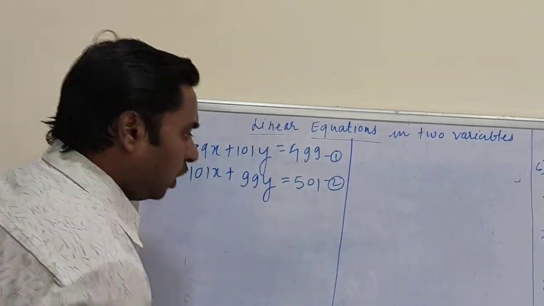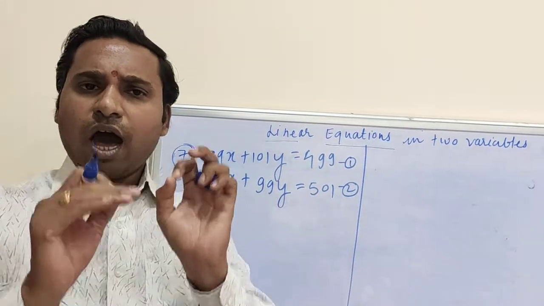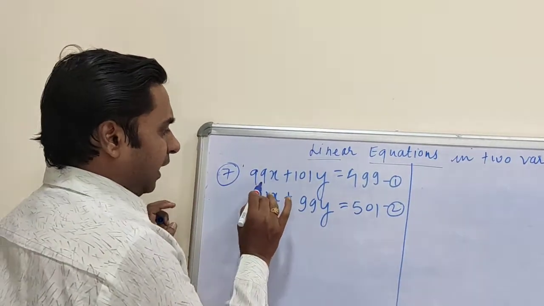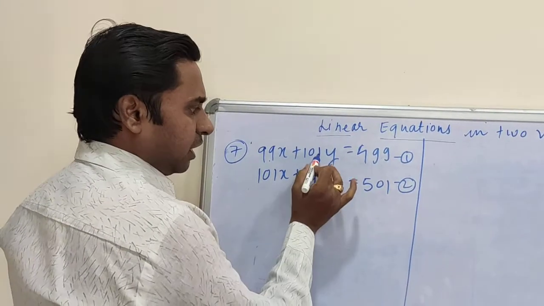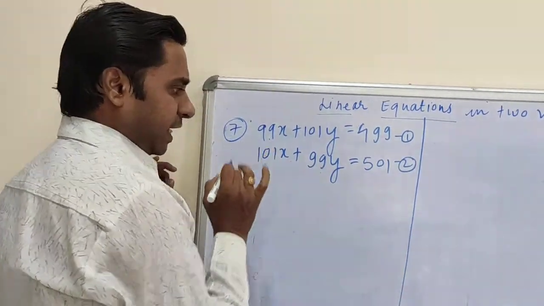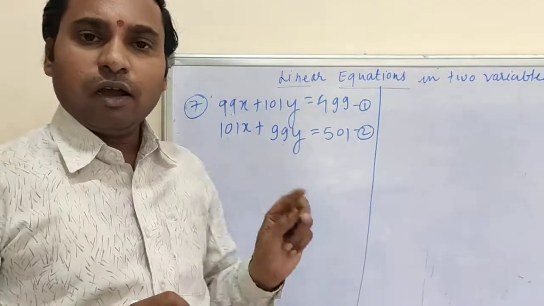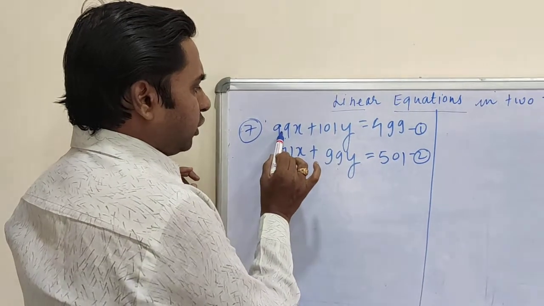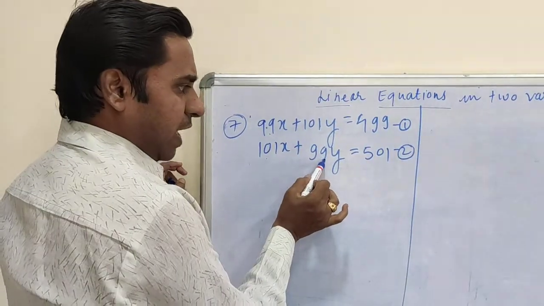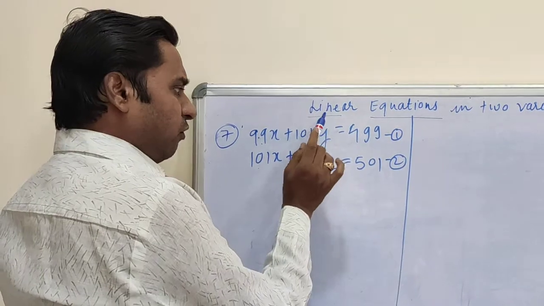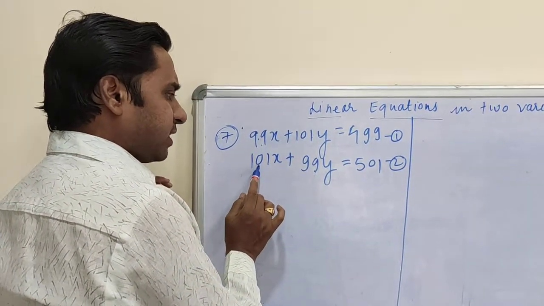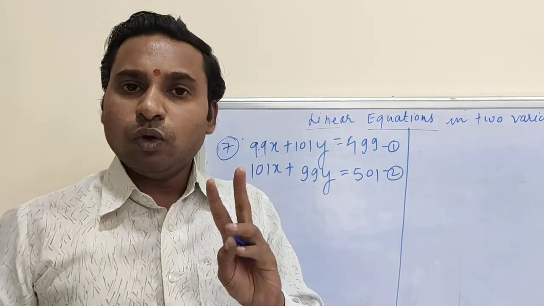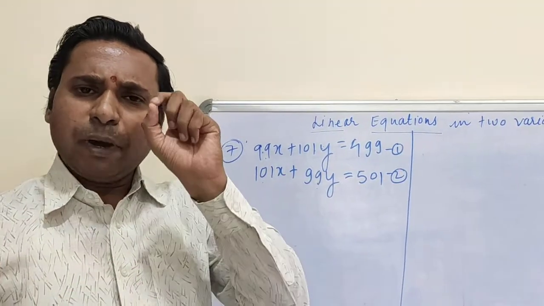Now see here, these questions are a little bit tricky. The thing is that see here 99x, here 99y, here 101y, here 101x. Whenever you get such questions, where the coefficient of x and coefficient of y in the second equation match the coefficient of y and coefficient of x of the first equation, that time we have to do it in a particular manner.